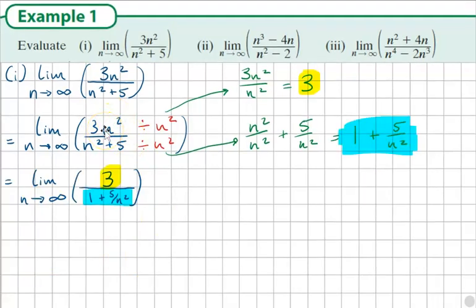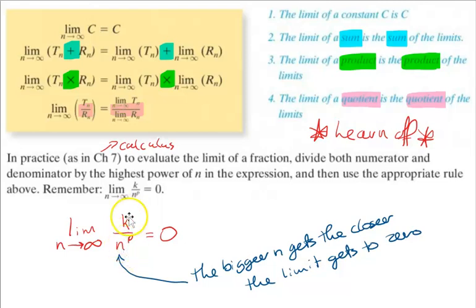So 3n squared divided by n squared gave us 3. That's how my new numerator is 3. N squared divided by n squared just gives us 1. So that's where that 1 is coming from. And now 5 divided by n squared just gives us 5 over n squared. So that's where that 5 over n squared is coming from. Notice now we've gotten rid of everything that contained an n, and the only n's left are in a denominator. It's in that form of k over n to the power of p. And the next thing we do is we just let that equal 0.